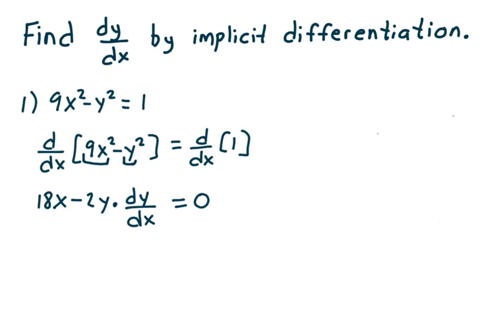So now what I want to do is solve for dy/dx, and I'm going to subtract 18x on both sides. And when I do, I get negative 2y dy/dx is equal to negative 18x. Now, getting dy/dx by itself, I'm going to divide both sides by negative 2y. So dy/dx is equal to negative 18x divided by negative 2y.